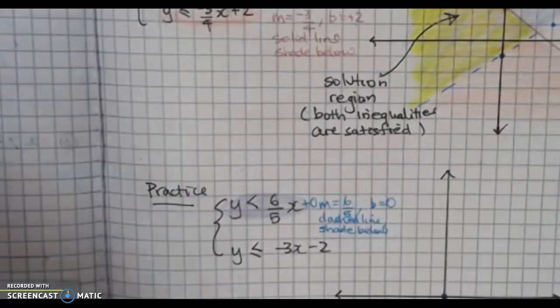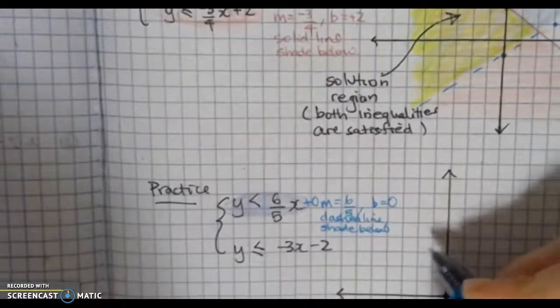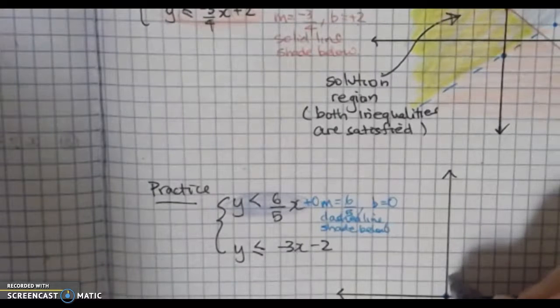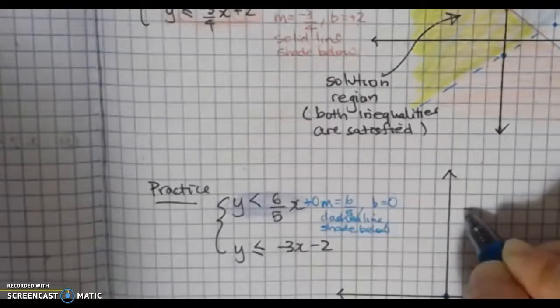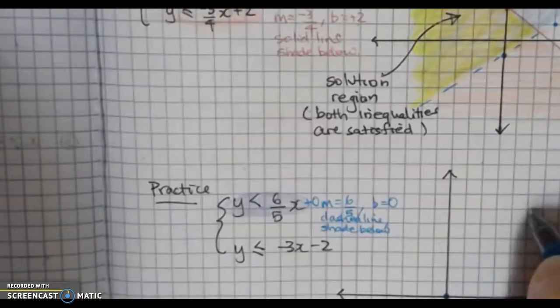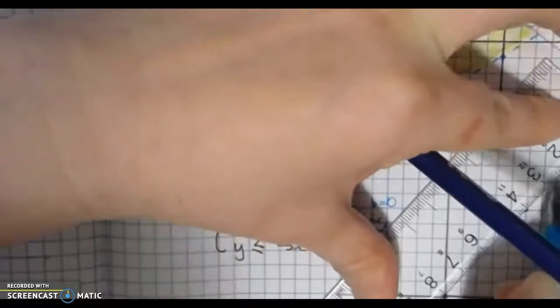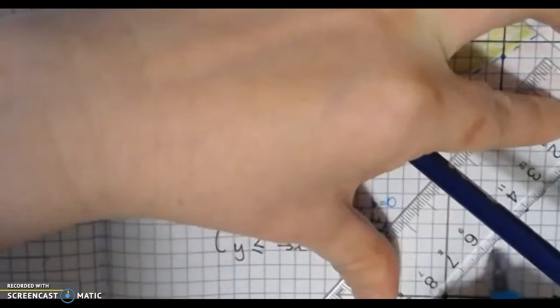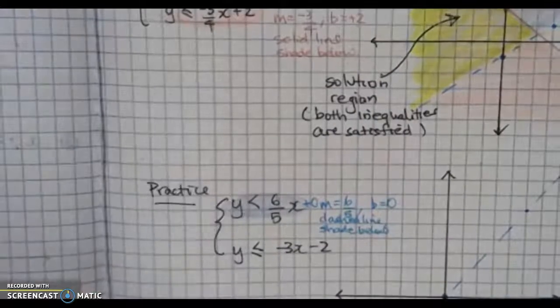So let's do that. Okay, so we're starting with origin here, and the slope is positive 6 over 5. That means go up by 6: 1, 2, 3, 4, 5, 6. To the right by 5: 1, 2, 3, 4, 5. Okay, and we are doing a dashed line. And we need to shade below.